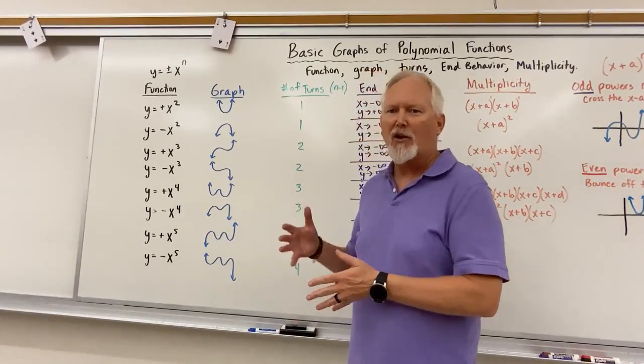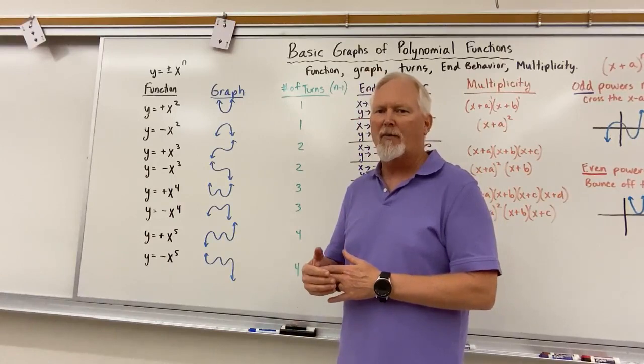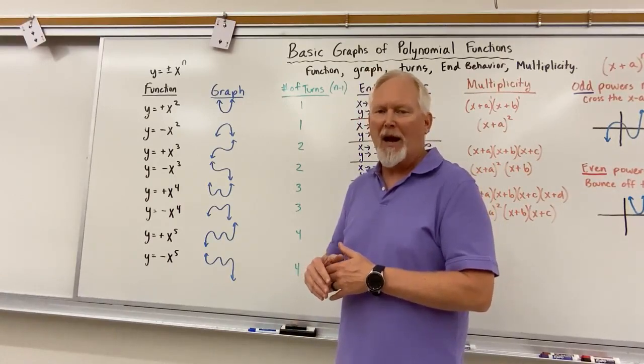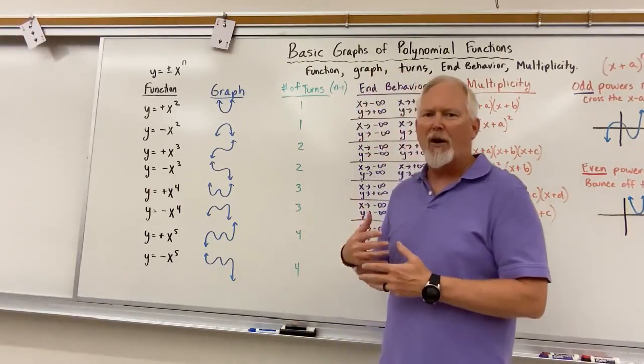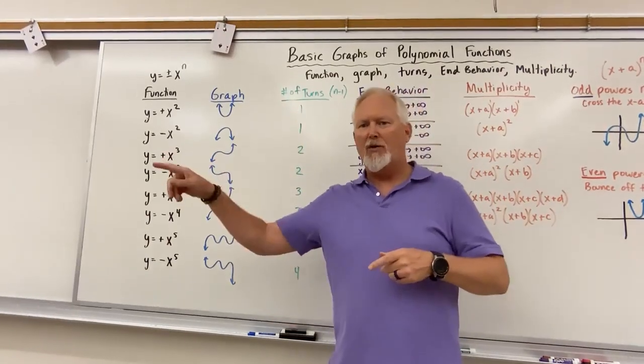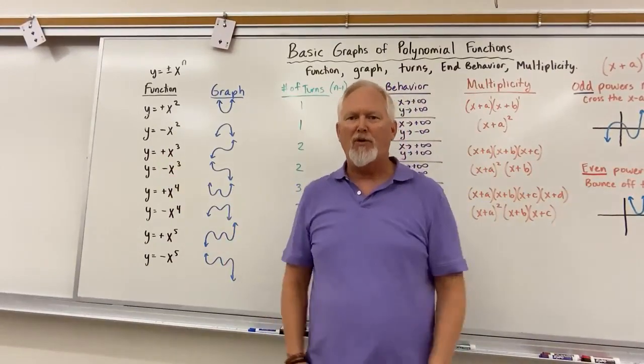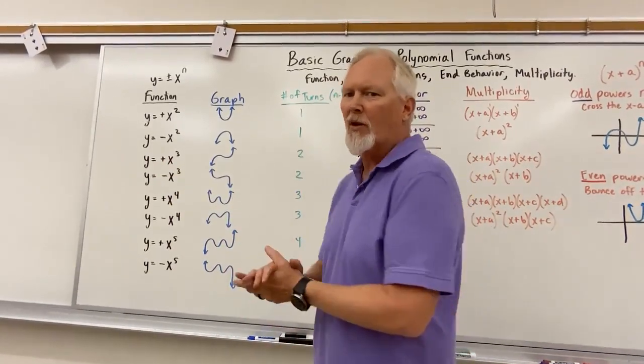And then we're going to take a look at how many turns they have, how you know it's a various polynomial and power. And then we'll go from there and talk about end behavior, which is what they're doing as x goes out to negative infinity or positive infinity, and what the y values are doing. Okay? So let's take a look.